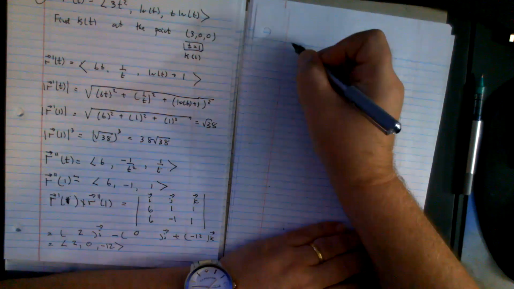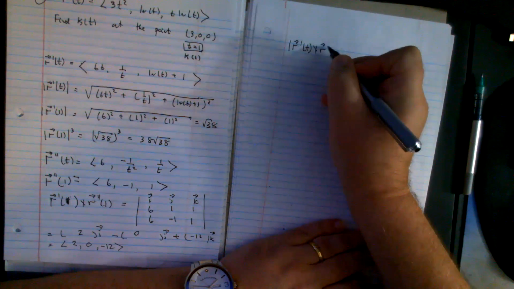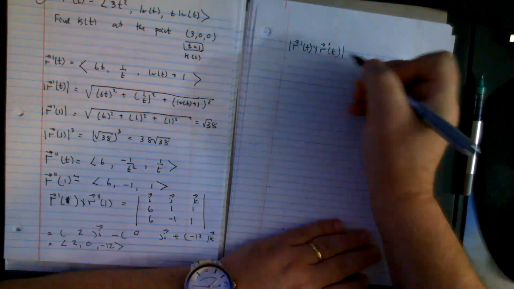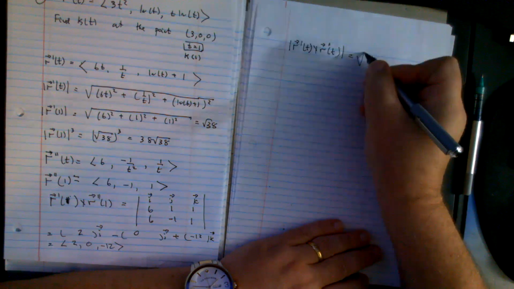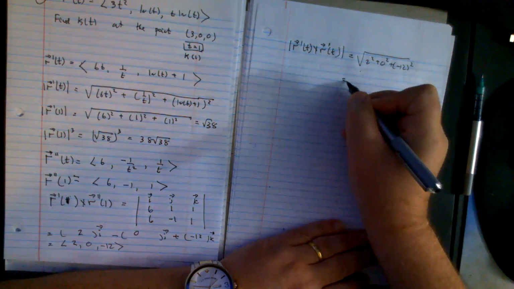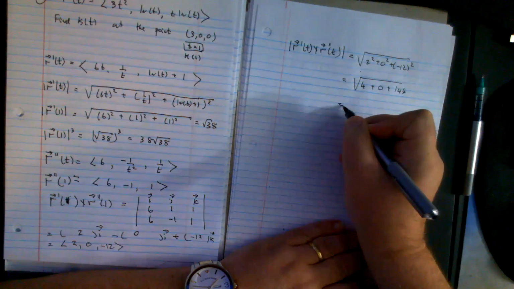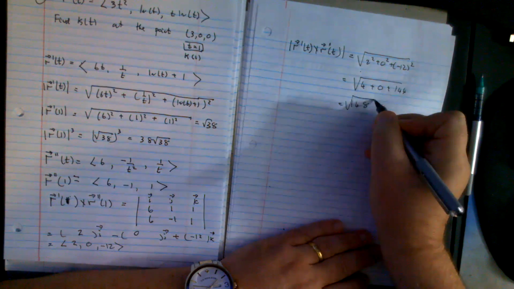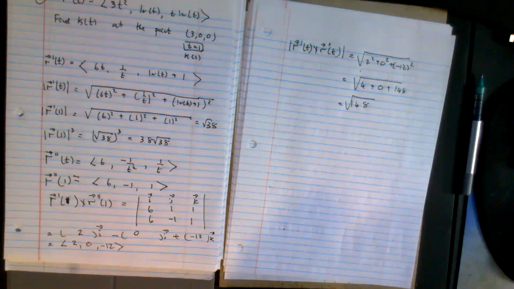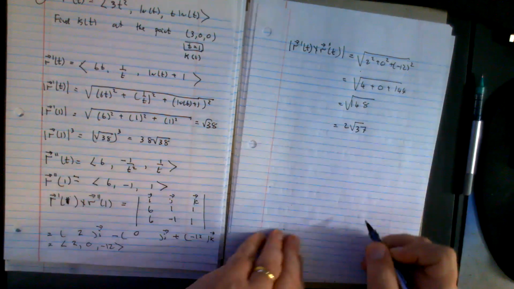So what I'm now going to do is find the magnitude of that vector. Right, now the magnitude of the cross product of the first and second derivative, actually at 1, not just at t. So it's going to be 2 squared, 0 squared, minus 12 squared, which is 4, nothing, 144, which is 148. Okay, and that ends up being 2 root 37 when you tidy it up.